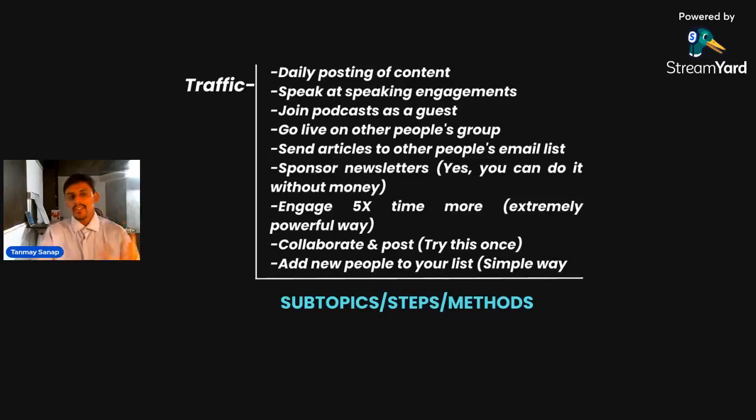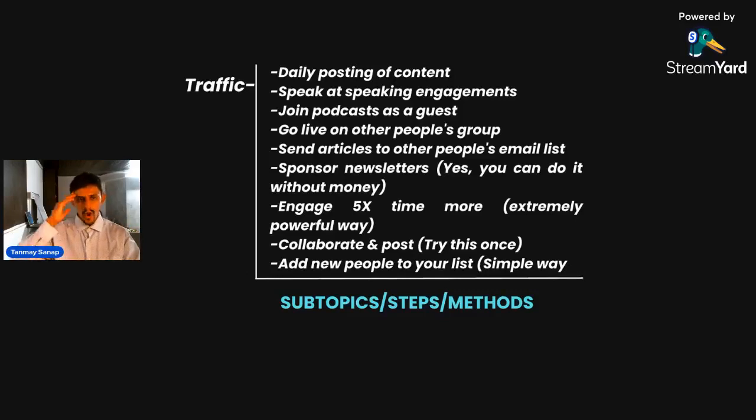These are the ways of traffic that my ideal customers are using, and they have some amount of clarity about these topics. Sponsor newsletter, engage 5x times. What my ideal customers are doing is daily posting content, engaging 5x times, collaborating, and adding new people to their list. That's their general practice. But this whole thing is under traffic.